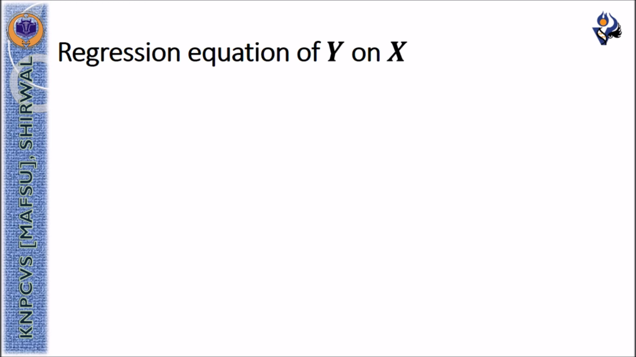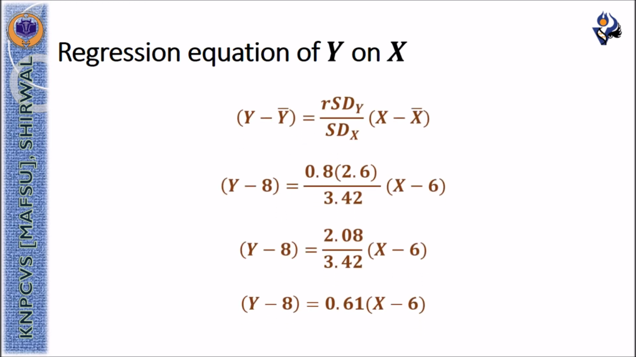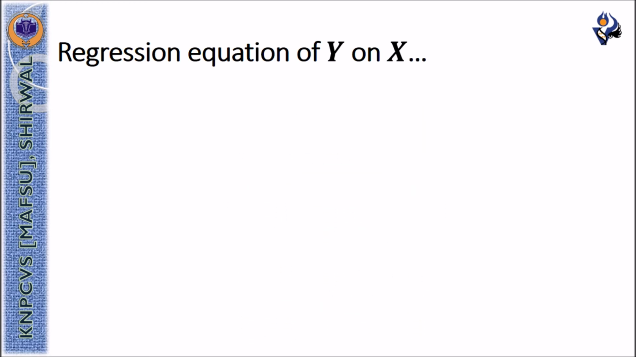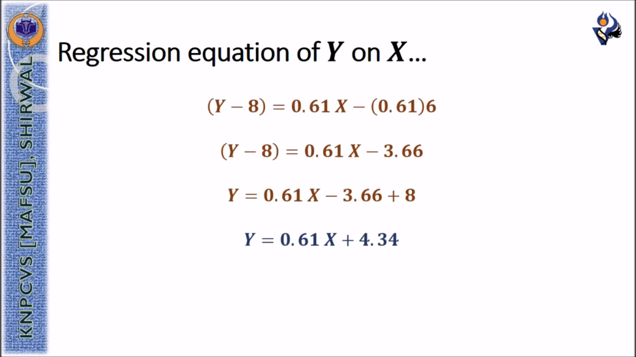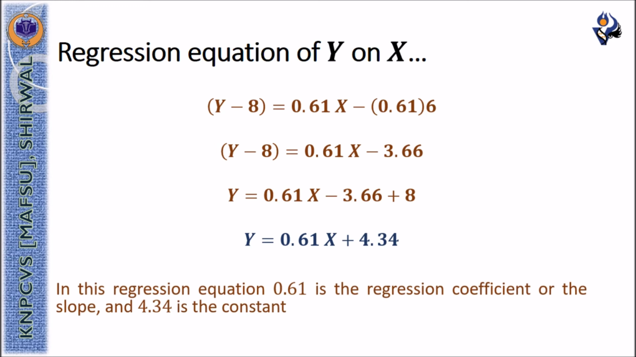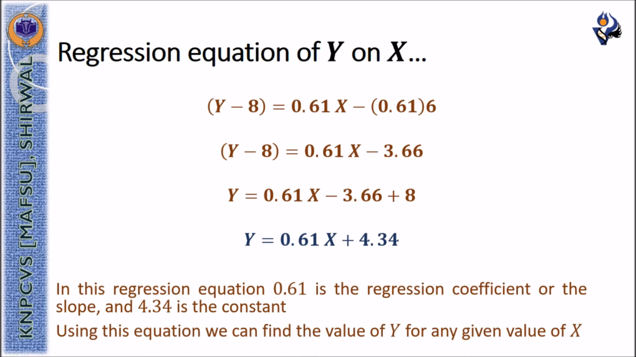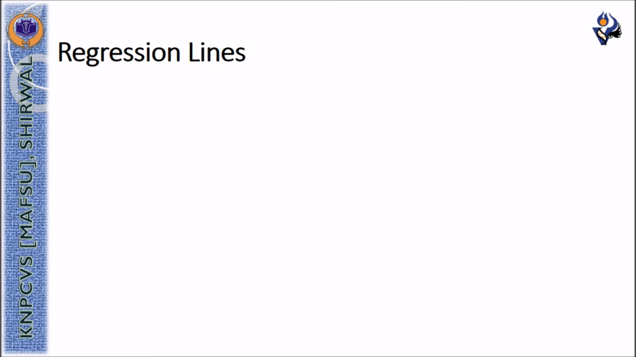Similarly, the regression equation of variable y on variable x can be obtained as y is equal to 0.61x plus 4.34, where 0.61 is the regression coefficient or the slope and 4.34 is the constant. Using this equation, we can find out the value of y for any given value of variable x.